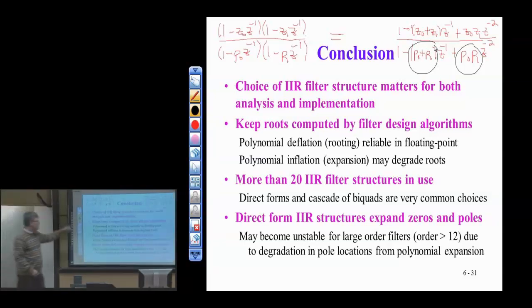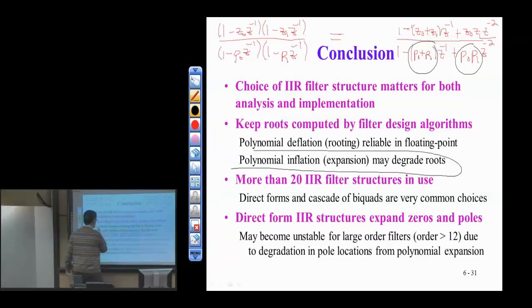So this step is called polynomial inflation. That's this expansion. That's where you get into trouble. So we limit the degradation of the root locations, the pole locations, by doing cascaded biquads. So we only expand 2 poles at one time, and never more than 2 in the biquad structure.